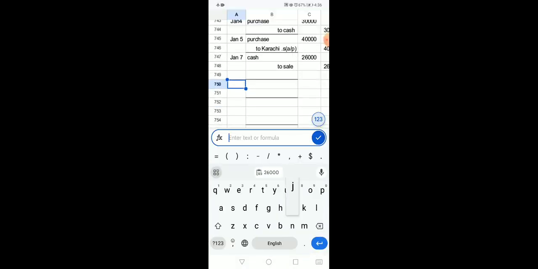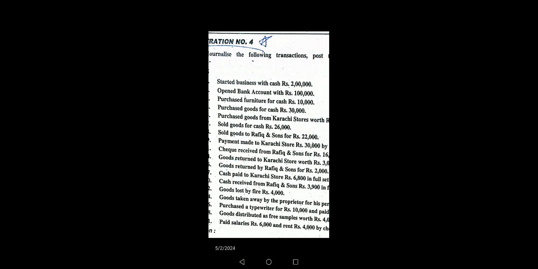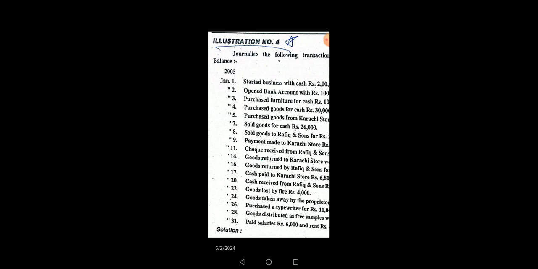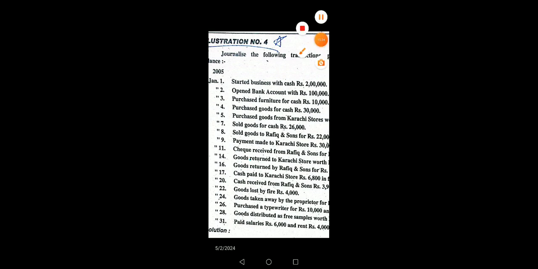Now let's see what is next. It is January 8. Put the date first. January 8. Now let's see what January 8 is saying. Sold goods to Rafiq. Here we have January 8, sold goods to Rafiq for rupees 20,000. Alright, cash is not mentioned over here. That is what I was telling you in the previous entry. Cash is not mentioned and Rafiq's name is mentioned.